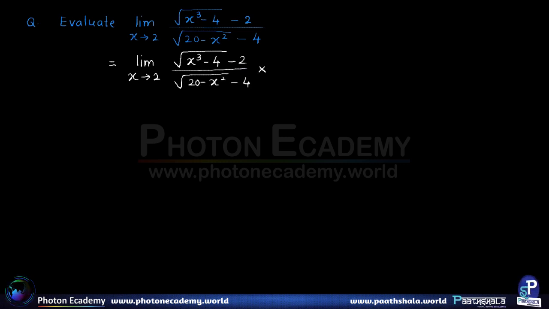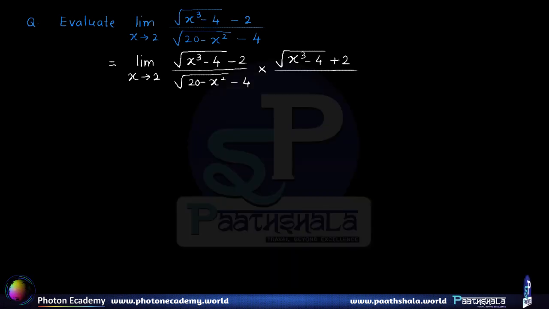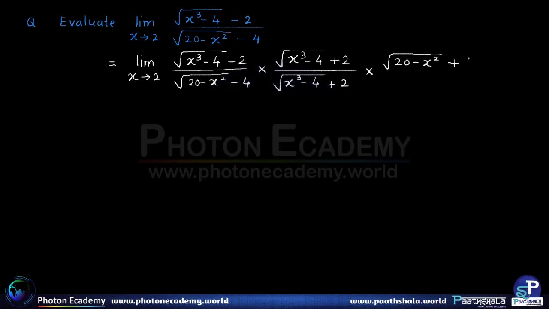Now let us multiply by the conjugate of the numerator, which will be root of x cube minus 4 plus 2. So we have to divide also by the same, that is root of x cube minus 4 plus 2, into, since the denominator is also having an irrational term, we multiply and divide by its conjugate also. So that is root of 20 minus x square plus 4 whole upon root of 20 minus x square plus 4. Alright.